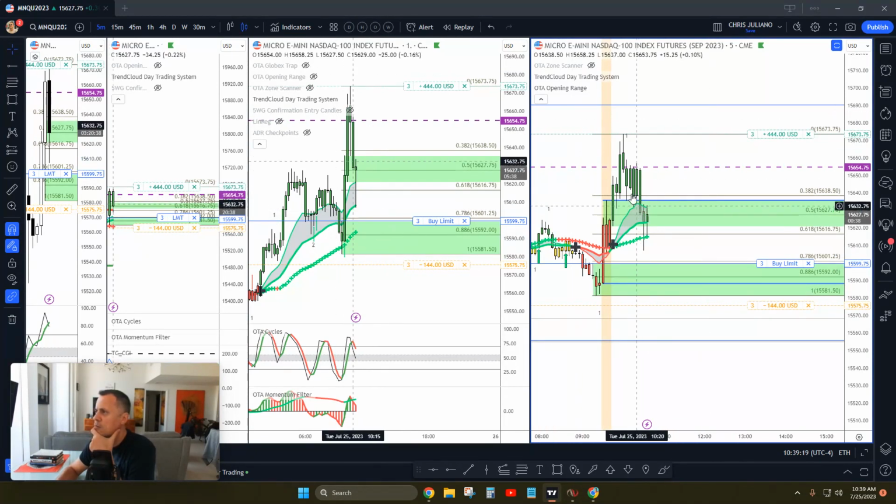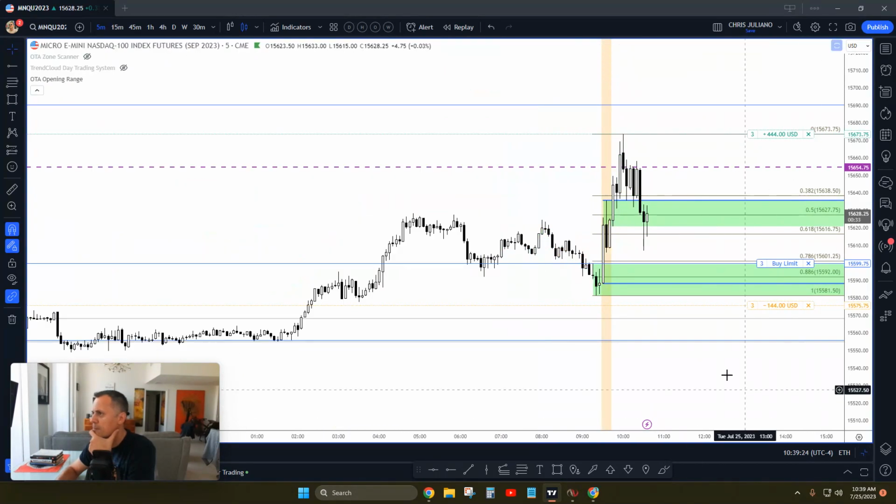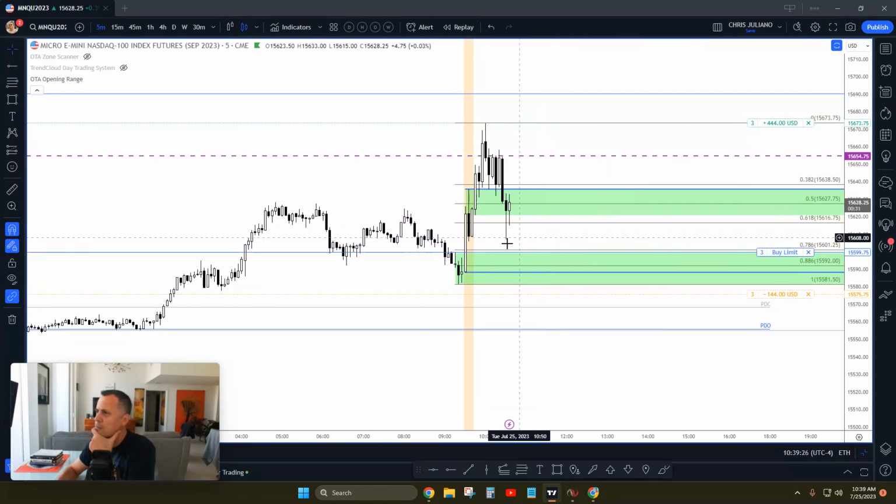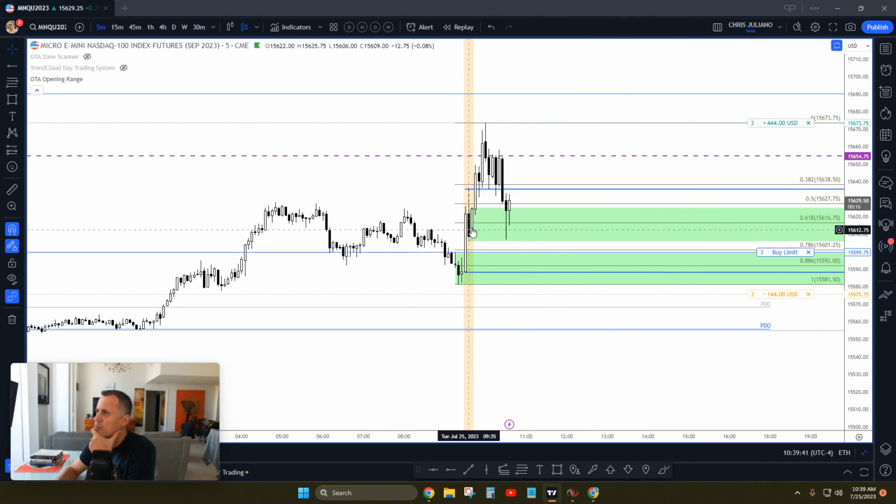Now take a look here. What has it done? Let's open this up. It's gone into, see this rally-based rally here? That's where we're at on our 5-minute chart. Rally-based rally, hit that 618. It's reacting off of that. That's what it's reacting off of right now.